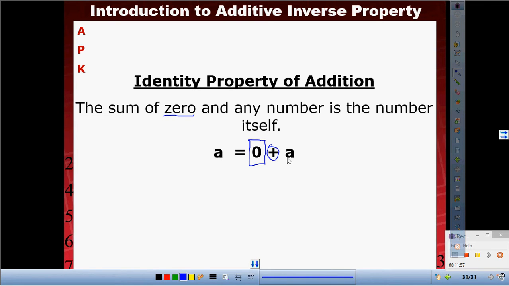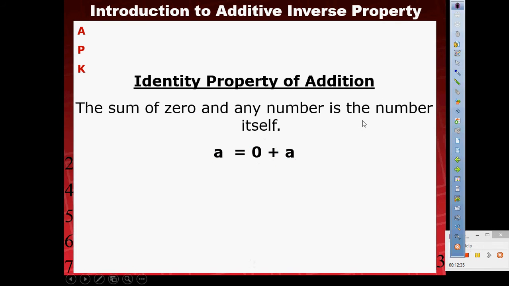So anyways, here's A looking in the mirror, and what's on the other side? A. It's identical. You guys see that? It's identical. That's why this is called the identity property. Let's see it with numbers. Let's see if it works. 7 is looking in the mirror. What do you see on the other side? Is it identical? Yes, that's why it's called the identity property of addition.